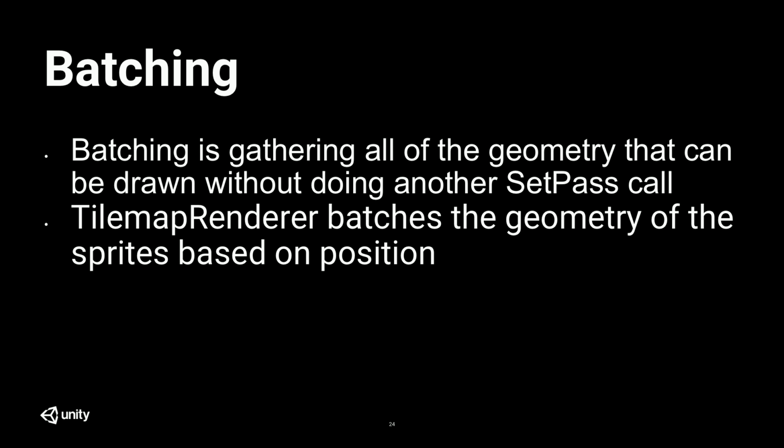Batching. Again, in layman's terms, batching is getting all of the objects that are similar and drawing them all at once, kind of. The Tilemap renderer batches the geometry of the sprites in the tilemap into groups based on their position. This means that the Tilemap renderer sends fewer meshes with more geometry to the render pipeline compared to the sprite renderer, which sends more meshes with less geometry.